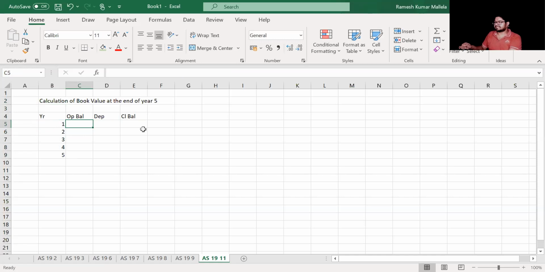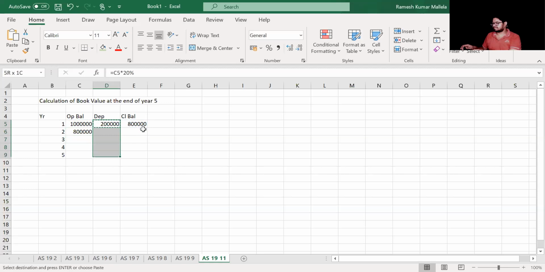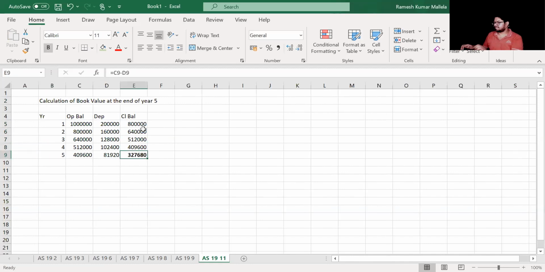Opening balance is mentioned as 10 lakhs. Okay. Depreciation is mentioned as 20% on the above. Okay. It is WDV. So opening balance is again going to be this. Okay. So that means my book value at the end of 5th year is 3,27,680.